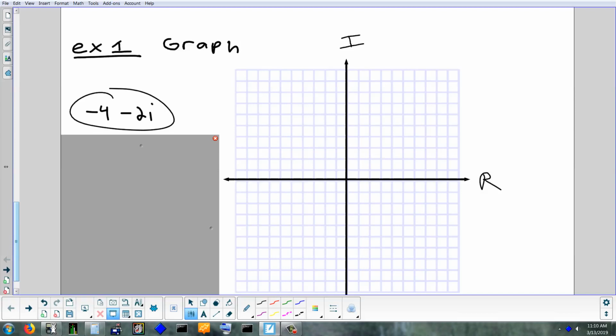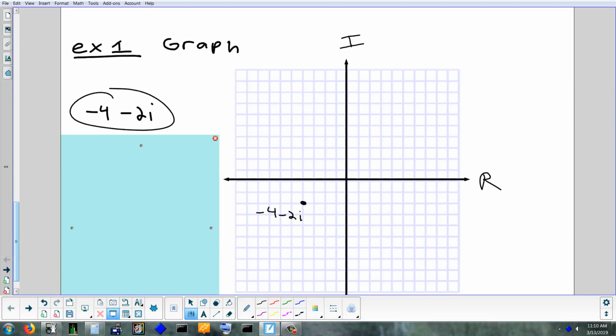So on the real axis, we're going to go to negative 4. So starting at the origin, which way is that? Left. Right? Real axis, we're going to go left 4. And then on the imaginary axis, it's a negative 2. Which way would that be? Down. Down how many? 2. That's how you graph the point negative 4 minus 2i.